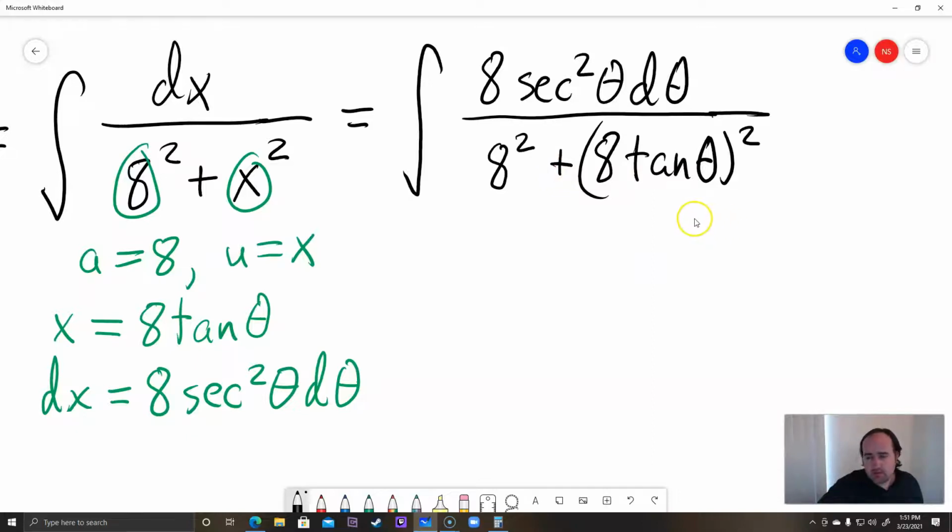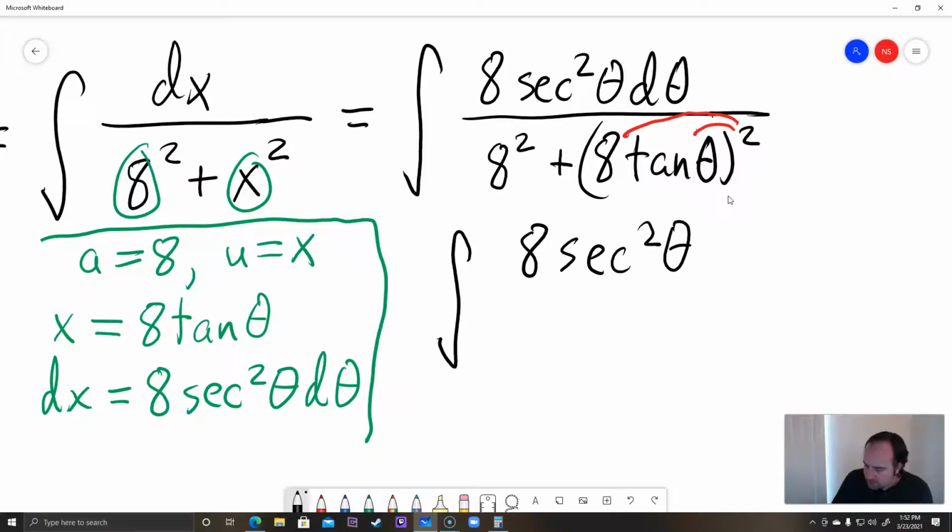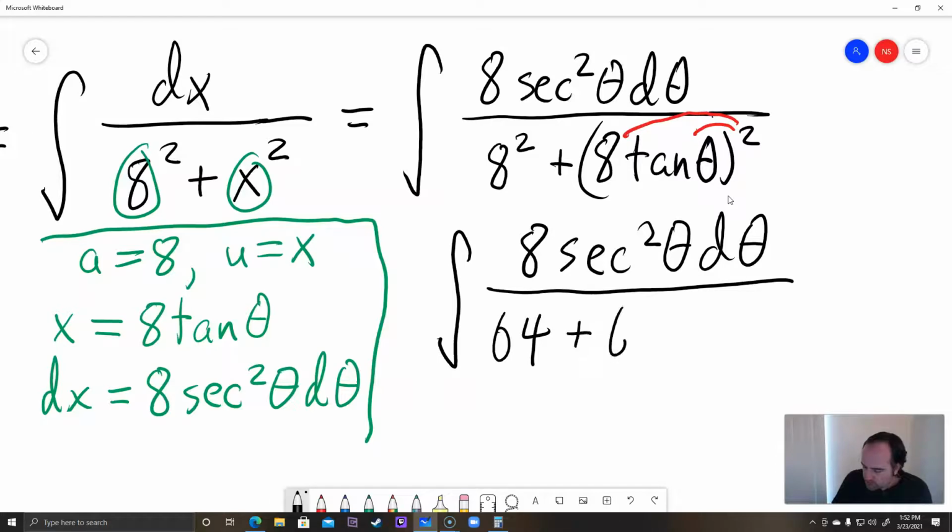And that's how a lot of things are in STEM. You sort of just roll with it and then see where you go. Okay? So in the denominator, one thing I can do is I can distribute the square. So we get 8 squared tangent squared of theta. And we know that 8 squared is 64. So we have 8 secant squared of theta d theta in the numerator, and then in the denominator we have 64 plus 64 tangent squared of theta.